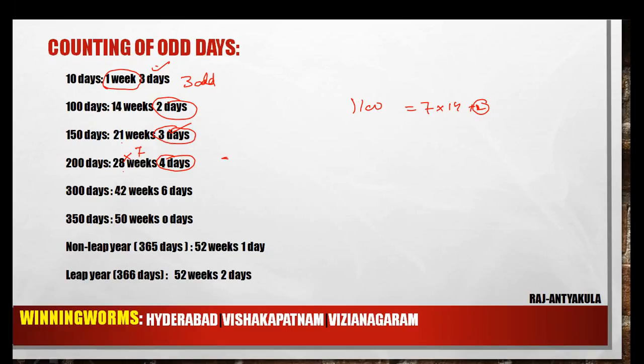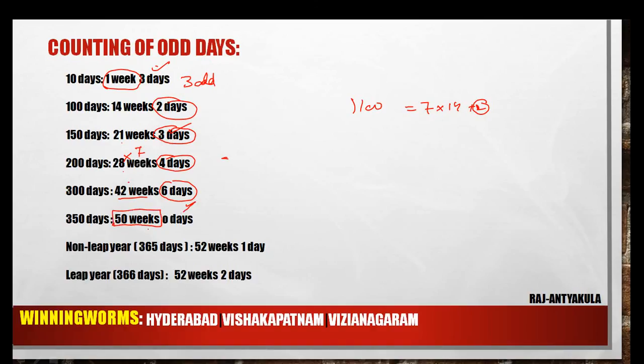300 days can be written as 42 weeks and 6 days. 42 into 7 is nothing but 294. The balance is 6 odd days. 350 days, 350 is exactly a multiple of 7, 50 into 7. So there are no odd days, so 0 odd days.